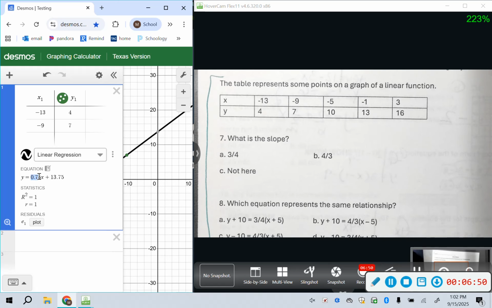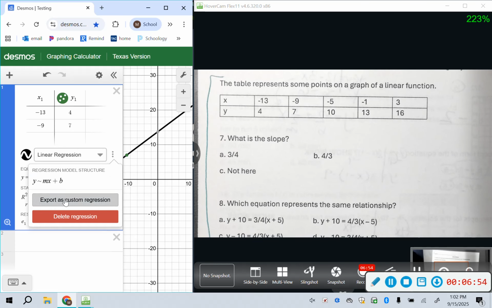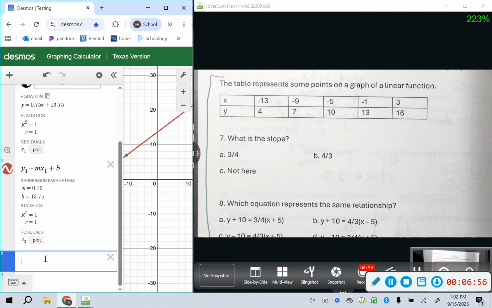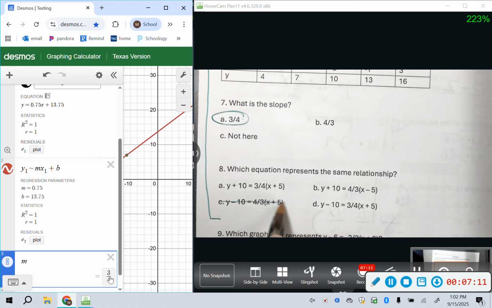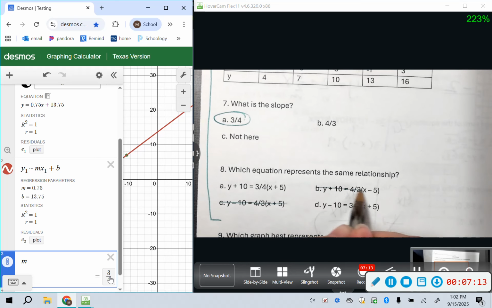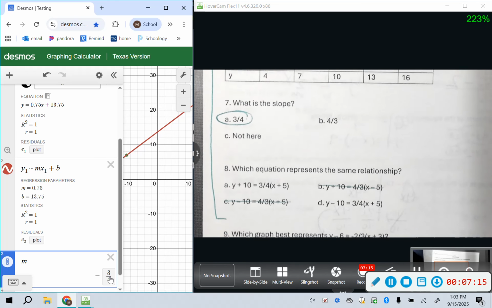Well, slope is this decimal. So remember, you can click this, export as custom regression, and then you can type m. Now, we could have just typed 0.75, but if it's a crazy long decimal, this works. So we click this, and it's 3/4. So A is my slope. And because A is my slope, I know that this is not the answer. That's 4/3, and this is not the answer. So I've narrowed it down.